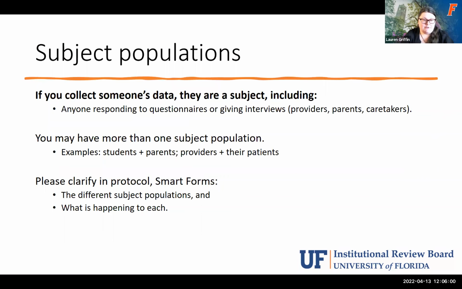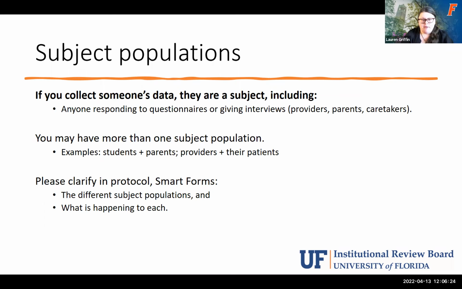Subject populations are related, but slightly different. When we talk about subject populations, we're talking about the different groups of subjects that you may have in your study. Remember, if you're collecting data on someone, they're a subject. This also includes somebody you might be interviewing or administering questionnaires to. And some studies have more than one subject population. This is actually fairly common.